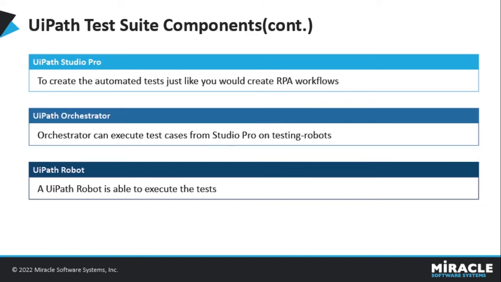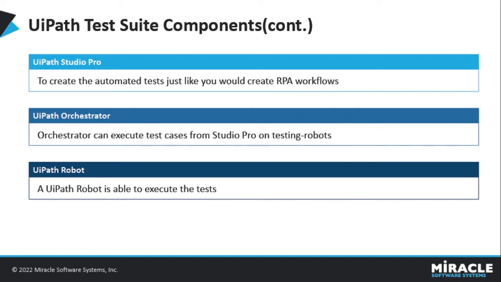Let's now move on to UiPath Studio Pro. This is basically the IDE for creating automated test cases and debugging them locally, just like it creates the RPA workflow. Coming to the UiPath Orchestrator. It is a web-based application available on premises and in cloud. It is built for orchestrating the execution of your tests. So yes, that is about Orchestrator.